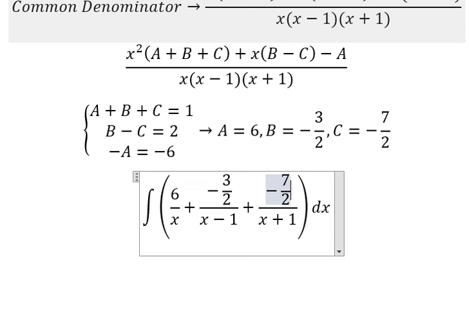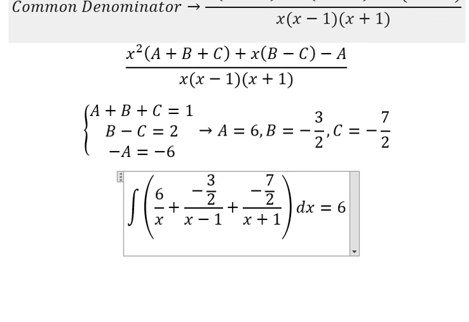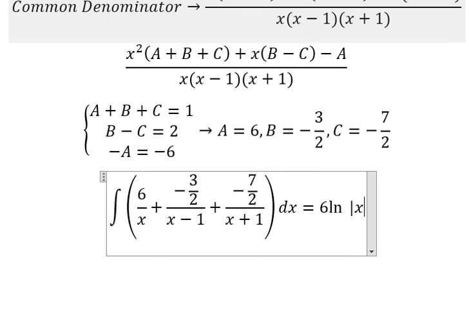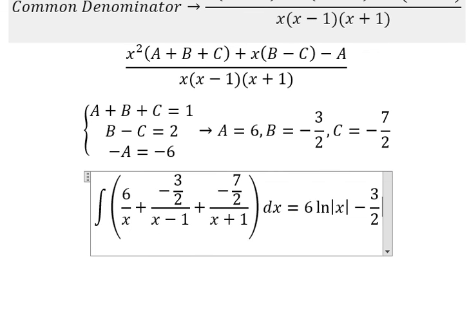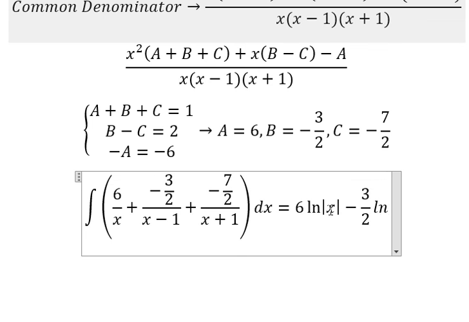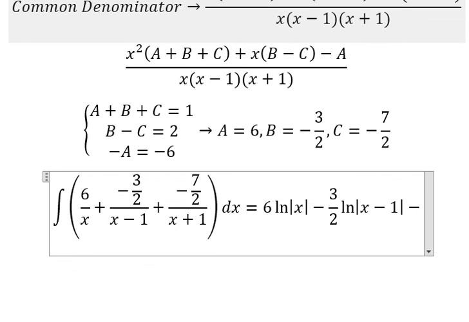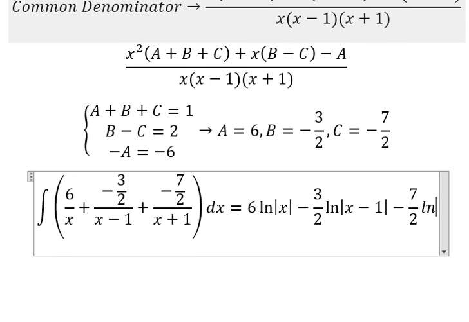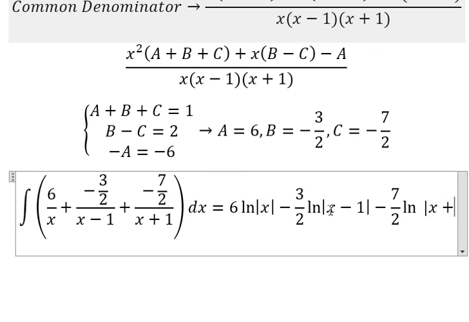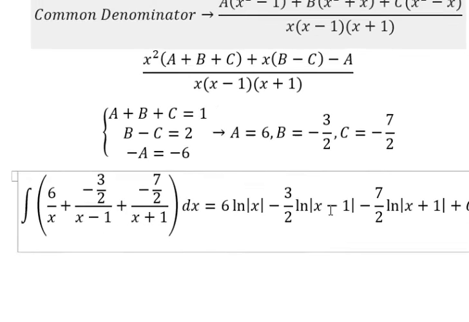The integration of this one, we have 6 ln of the absolute value of S, minus 3 over 2 ln of the absolute value of S minus 1. And we have negative number 7 over 2 ln of the absolute value of S plus 1. And we put the constant C in here.